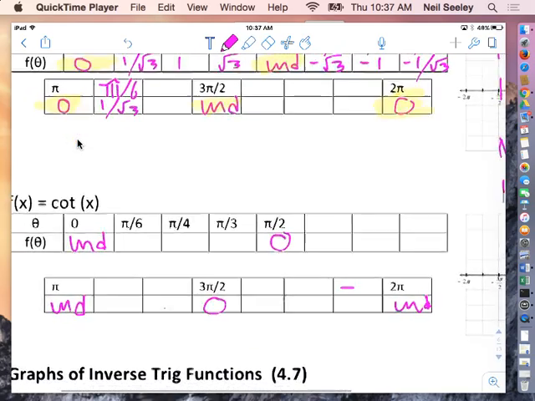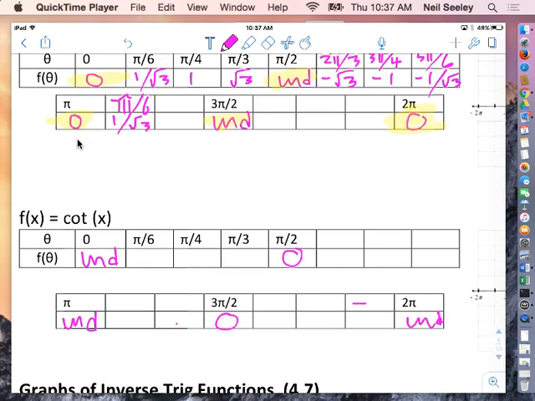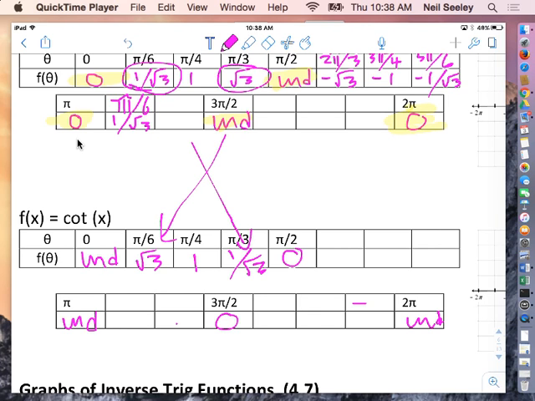Now, the reason I put those in there is you're going to find out that you end up with a lot of the same values. Watch what happens when I reciprocate the rest of them. I get 1 over the square root of 3 becomes square root of 3. 1 stays 1. And square root of 3 becomes 1 over square root of 3. They swap. It's like they trade heights. And what that means graphically is it just faces the other way. It has a little bit different location. It's a little bit off kilter.